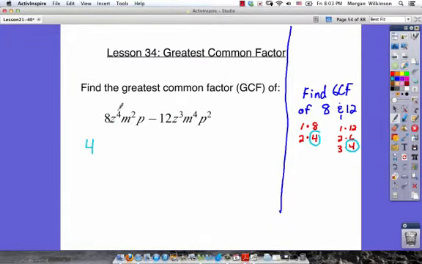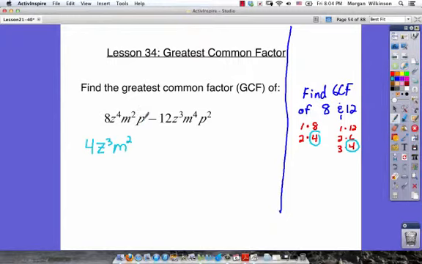Then, if we want to find the greatest common factor of z to the fourth and z to the third, we've got to say, how many z's do they have in common? Well, they must have z to the third in common. They both have at least z to the third power. Then, how many m's, m to what power, do we have in common? Well, we've got m squared, we've got m to the fourth. They have at least m squared in common, so that's part of our greatest common factor.